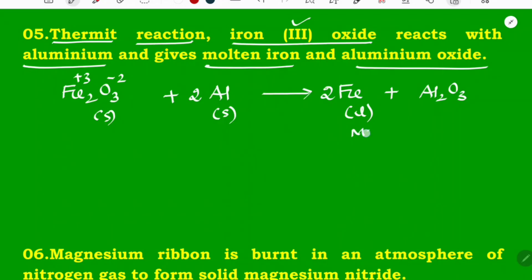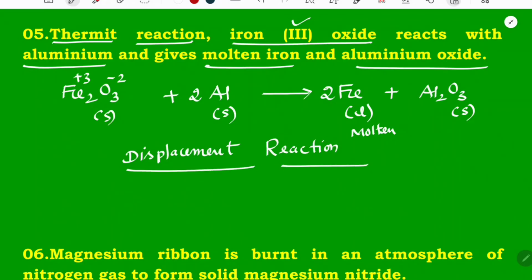Molten means liquid form only. So okay, liquid iron. So this is solid. So the equation is balanced. So what type of reaction is this one? Displacement reaction.